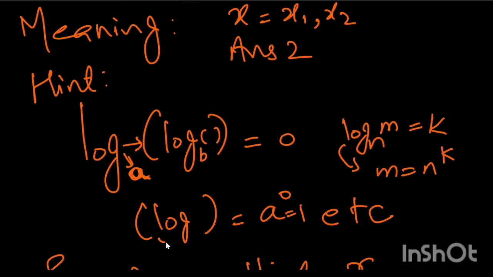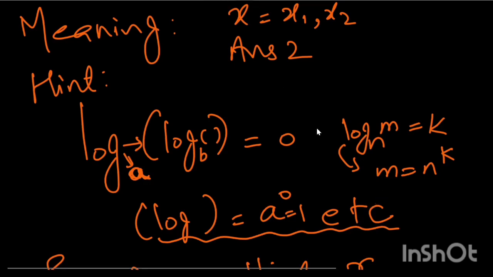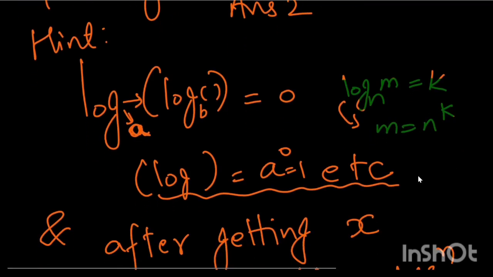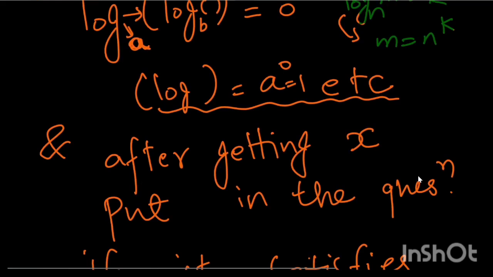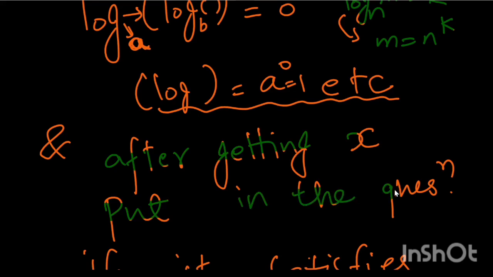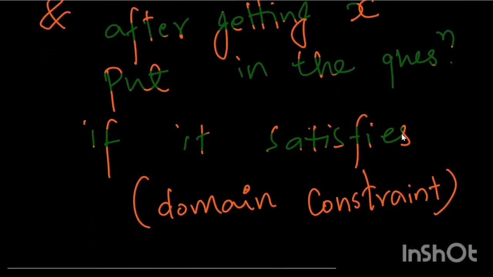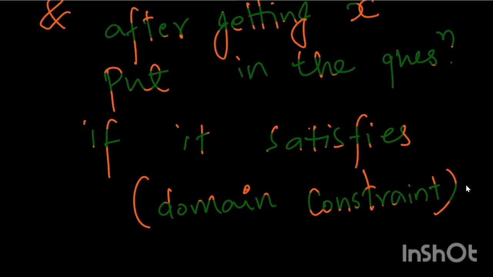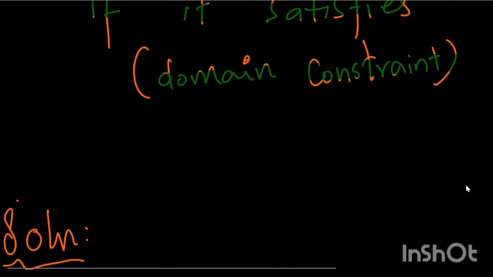And again now we will solve this log equation. We can proceed by using the definition: log m base n equals k means m is equal to n to the power k. After getting x, what next do we need to do? After getting x, we have to put it back in the question to ensure that it satisfies the domain. So we have to take care of the domain constraints. Okay, so we will solve it first.